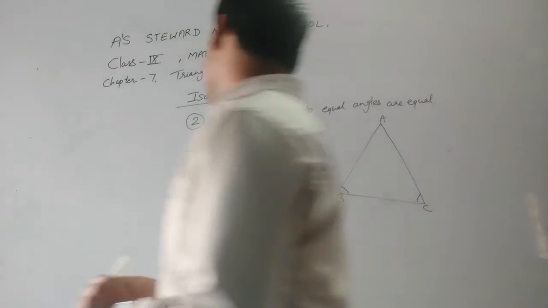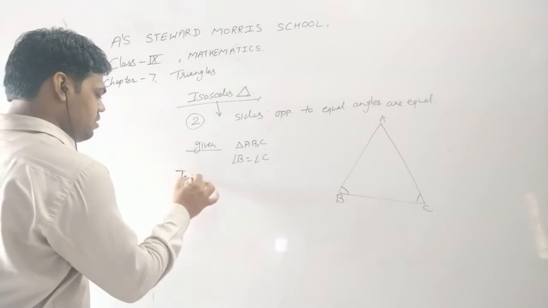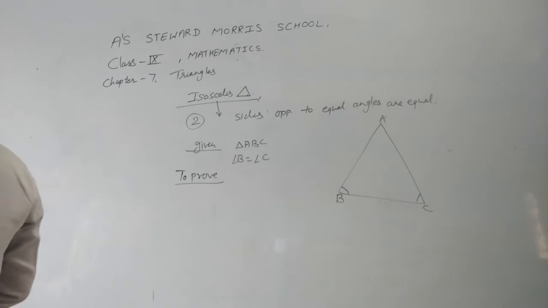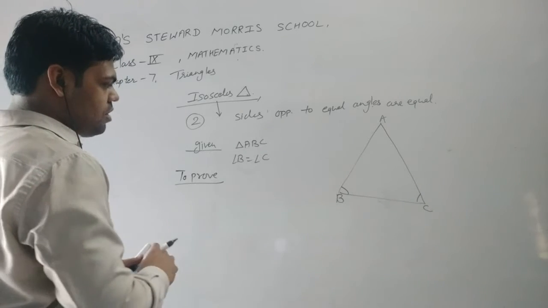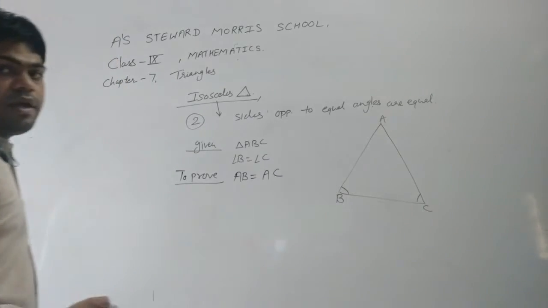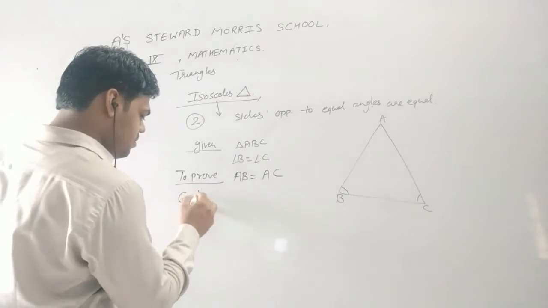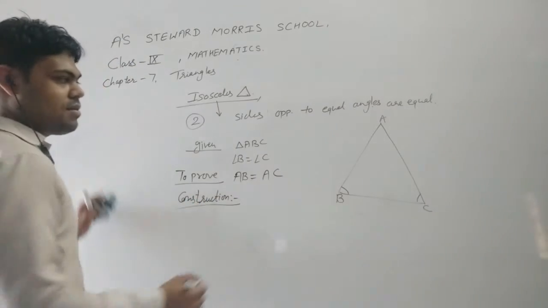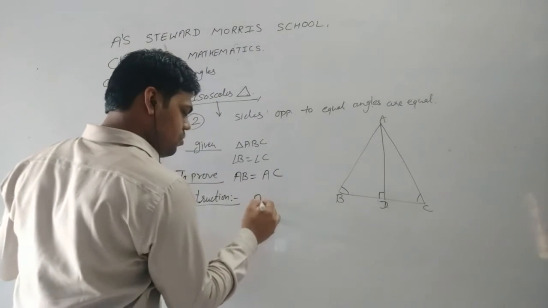And the second part, what we have to prove here? To prove: AB and AC are equal. AB and AC both are equal. This one we have to prove. Now the construction again. Again the same construction we are doing here. AD is perpendicular to BC.